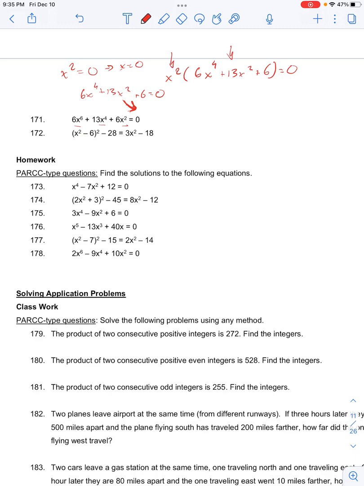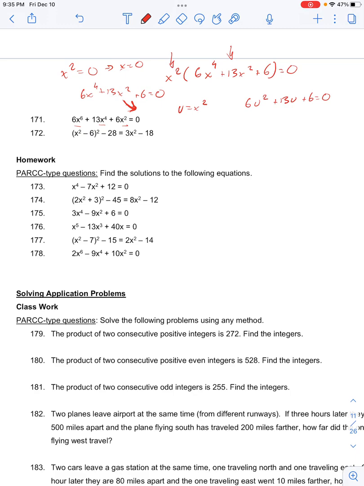So first, we have to rearrange this with a u sub. If I set my u equal to x squared, then this equation becomes 6u squared plus 13u plus 6 equals 0. And this I can factor, or find the roots with the quadratic equation.